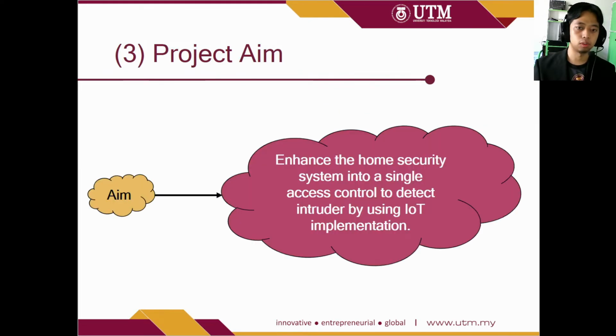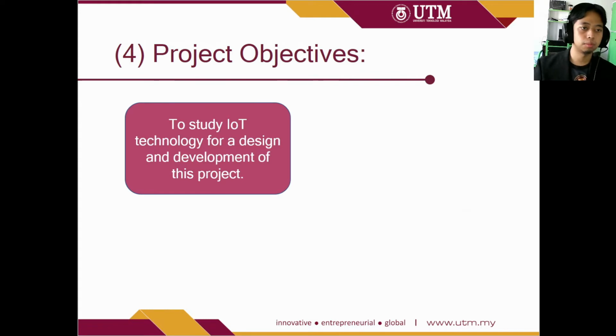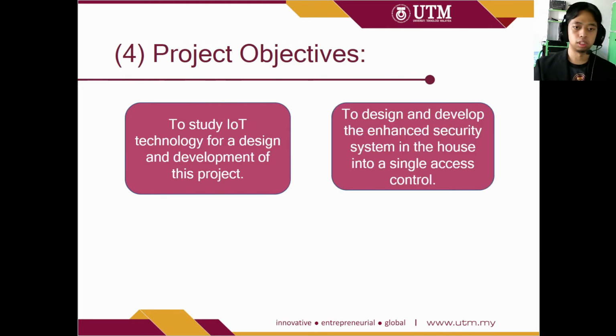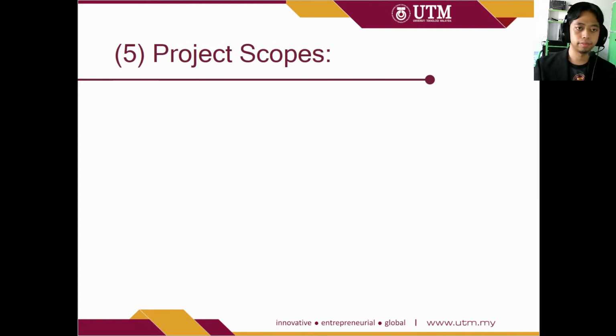For the project aim, the aim of the project is to enhance the home security system into a single access control to detect an intruder by using IoT implementation. Firstly, the project objectives are to study the IoT technology for the design and development of this project. Second, to design and develop the enhanced security system in the house into a single access control. And lastly, to test and evaluate the effectiveness of the enhanced home security system.